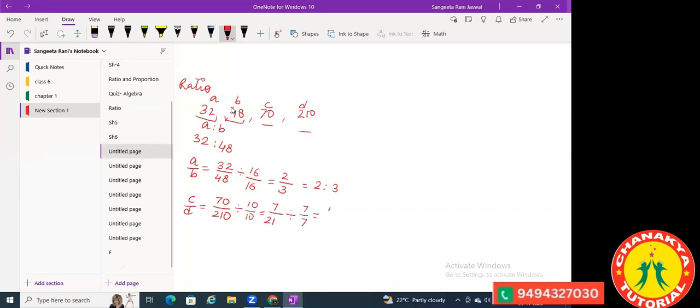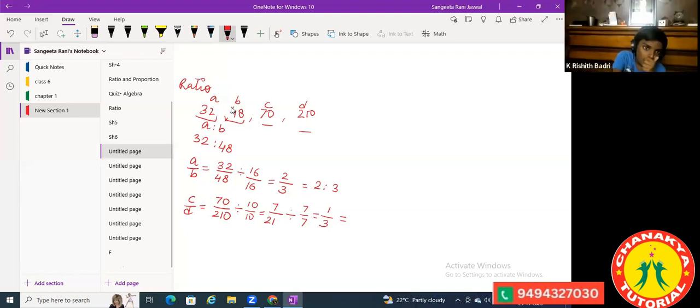Okay. So that is 1 by 3. Now 1 by 3 can be written in the ratio form. How can I write this? Tell me. 4:3.